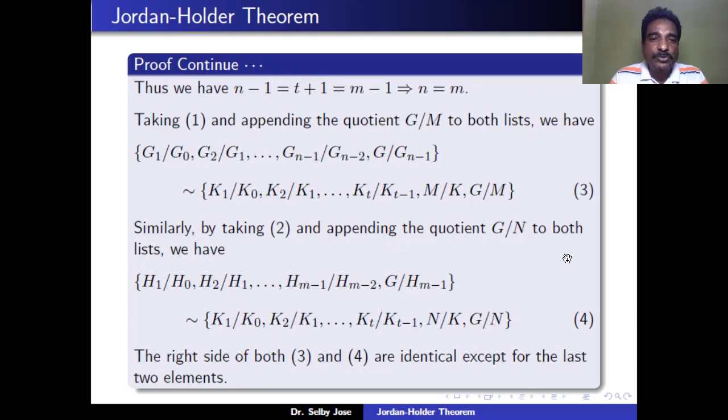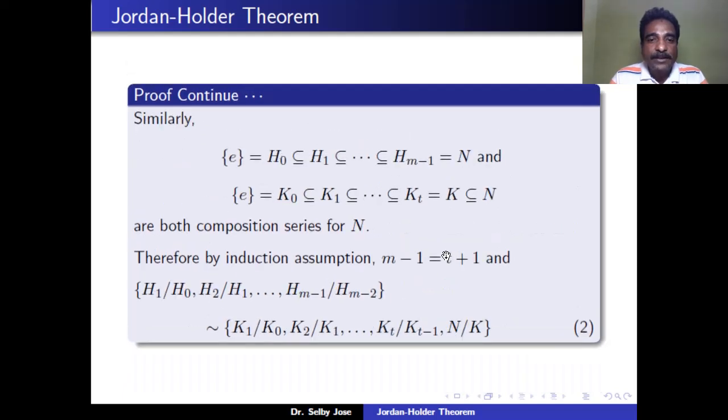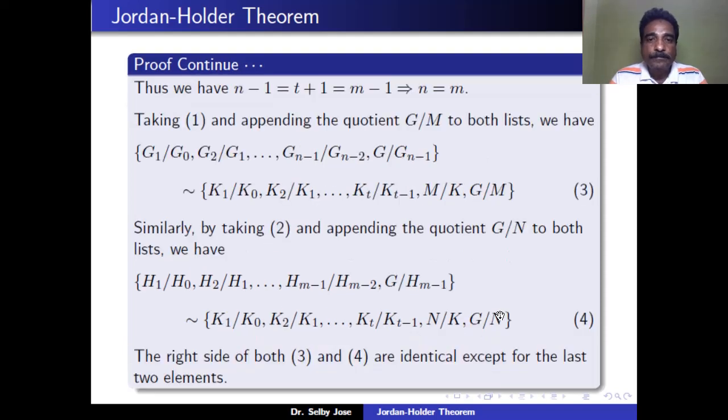Similarly, by taking 2 and appending the quotient G mod N to both lists. That means in this list we add G mod N into both lists. That means here G mod N and here also G mod N. It is G mod H(m minus 1) because N is H(m minus 1), and here we are stating it as G mod N only. So we got two lists which we call 3 and 4.